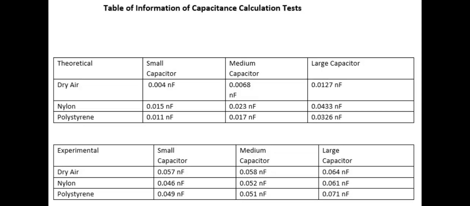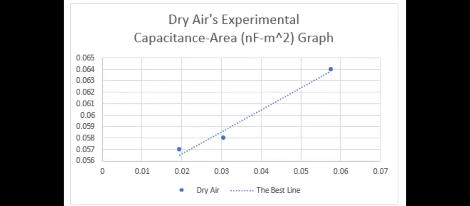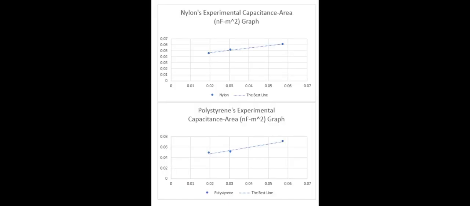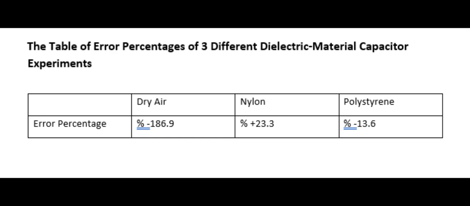These are the capacitance values of the theoretical and experimental parts for different dielectric mediums. These are the capacitance versus plate area graphs of the theoretical and experimental scenarios of different materials. These are the slope values of each of these graphs. And these are the error percentages of each medium.